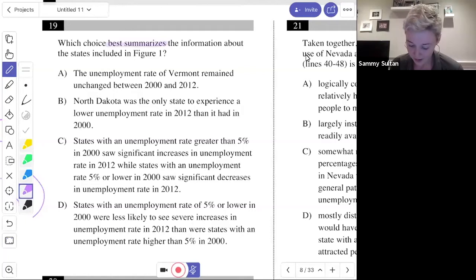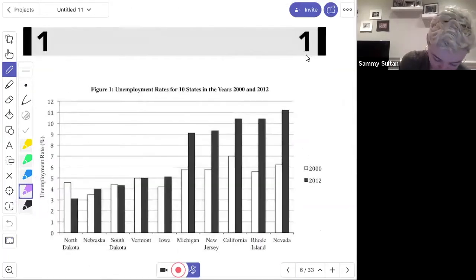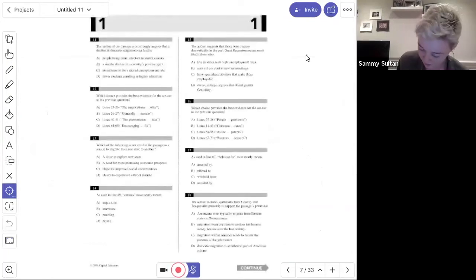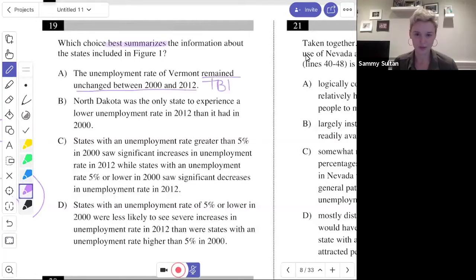The unemployment rate of Vermont remained unchanged between 2000 and 2012. Okay, let's see if that's even true. Oh, well, look at that. These two bars are at the same level, 5% in both years, 2000 and 2012. So that's true. I'm just not sure how relevant it is because that was one data point. So I'm calling this true but irrelevant. That's what I mean by TBI.